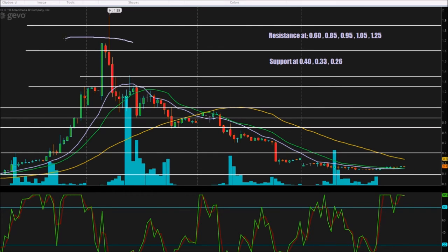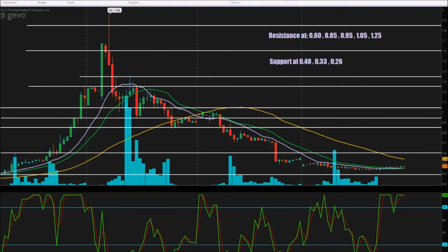But as we've seen in the past, like over here, when there's good news, Gevo tends to just skyrocket. So if we have good news, I'm confident we'll break past 60 cents and head straight for 85 cents. But on the flip side, if 40 cents breaks, things are not going to be looking good at all. So I'd be careful. I don't know what your cost basis is, guys.